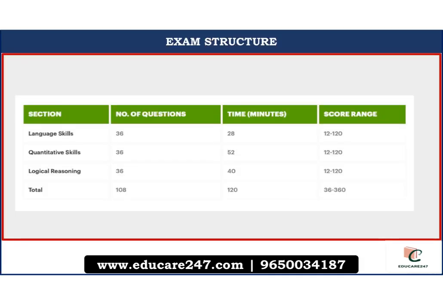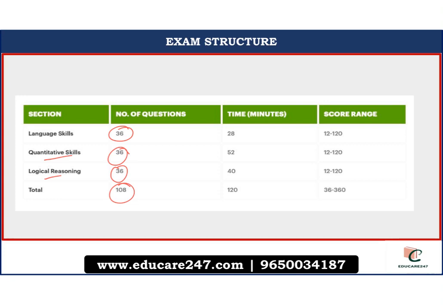The first and foremost thing is the exam structure that has been changed. The number of questions is now equal for all three sections. Usually there are three sections in NMAT: language skills, quantitative skills, and logical reasoning. Now you're going to have 36 questions in each, a total of 108. This is what they have mentioned on their website.